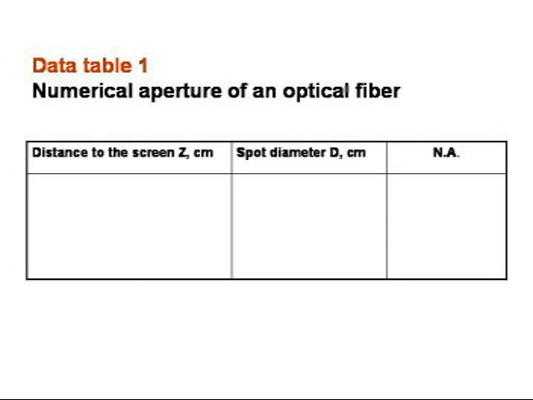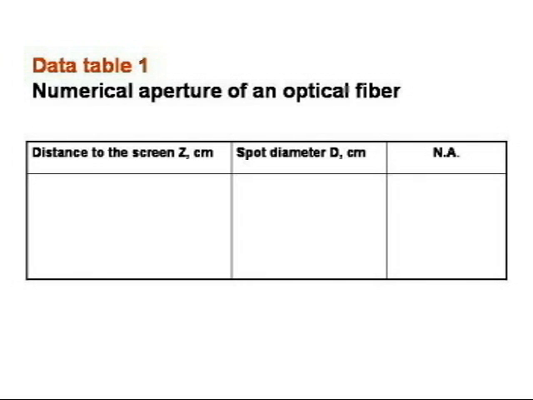And now you see the data table 1 for the numerical aperture of an optical fiber. So enter the distance to the screen Z and the spot diameter in the corresponding columns, and the calculated numerical aperture in the last one.